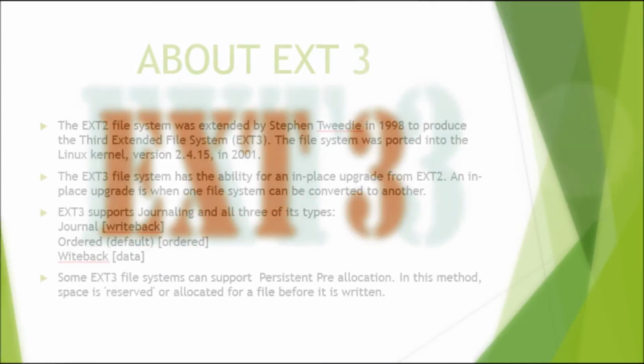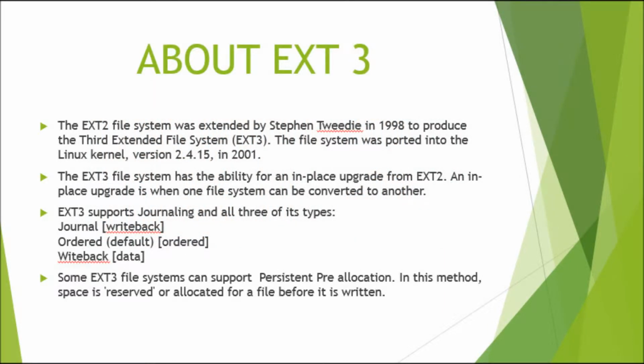ext3. About ext3. The ext2 file system was extended by Stephen Tweedy in 1998 to produce the third extended file system. The file system was ported into the Linux kernel version 2.4.15 in 2001. The ext3 file system has the ability for an in-place upgrade from ext2. An in-place upgrade is when one file system can be converted to another.